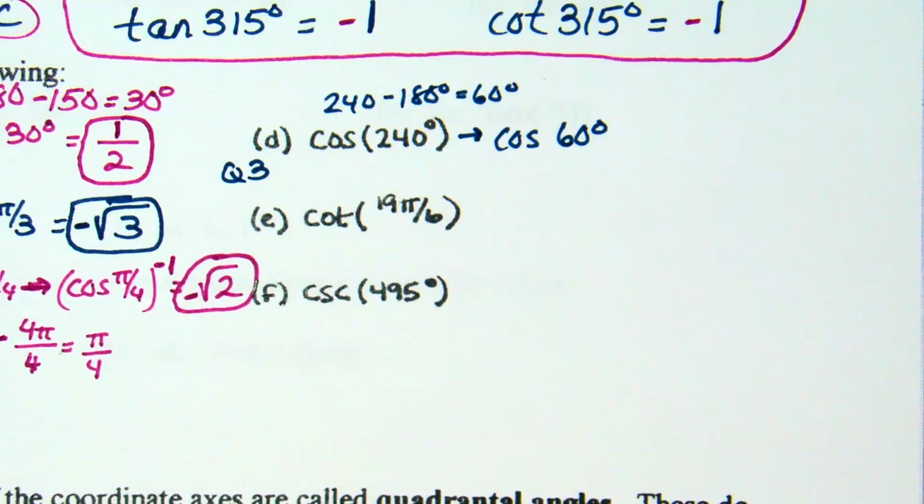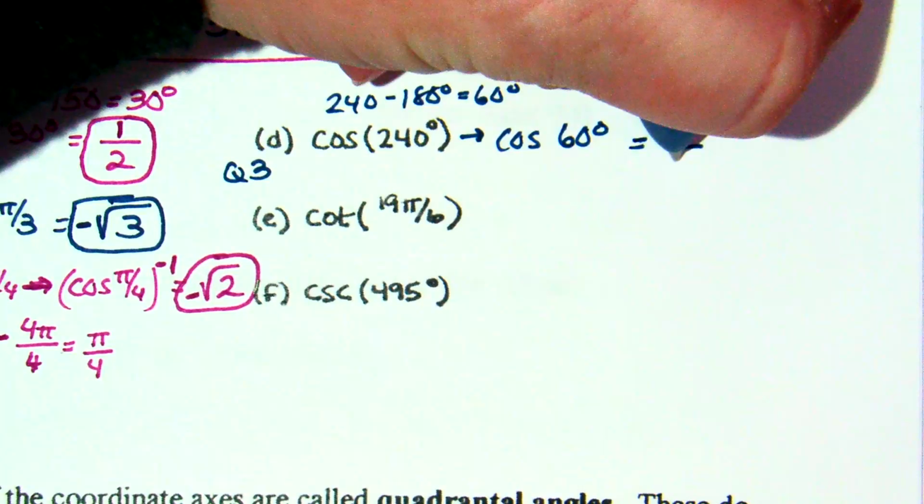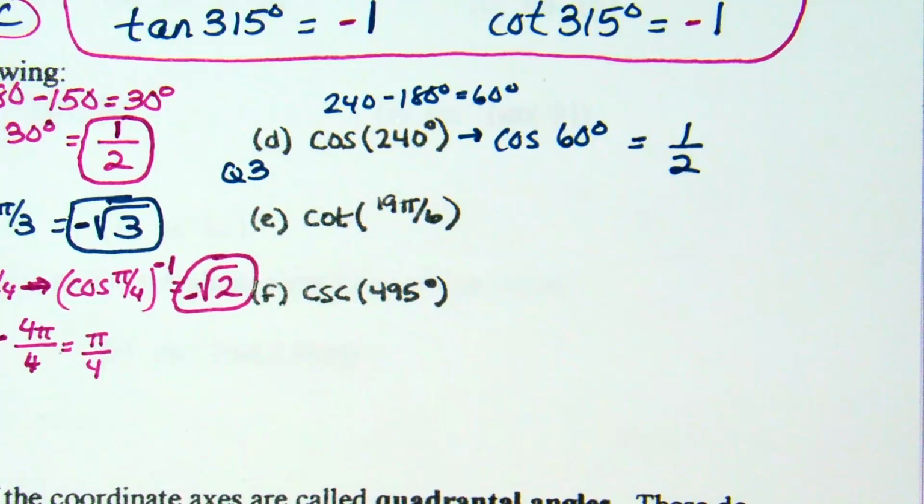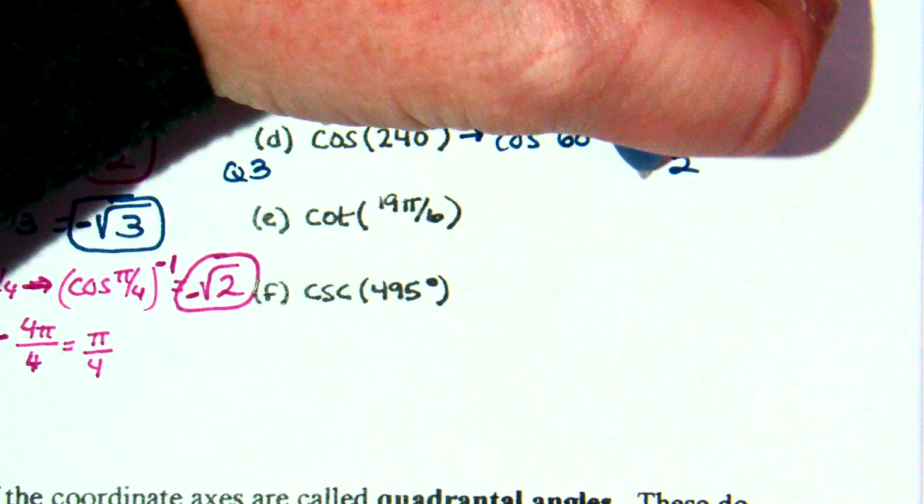And then, what do you know about cosine in quadrant 3? All Students Take, so that's the tangent quadrant, which does make it negative. So we have an answer of negative 1/2.